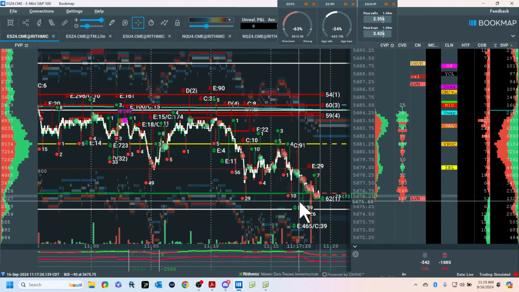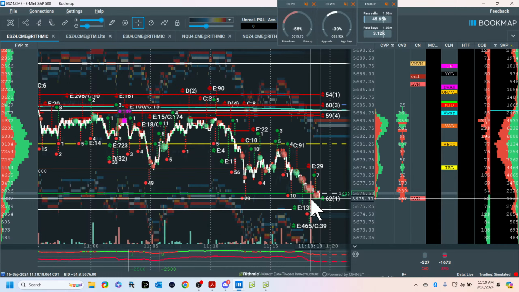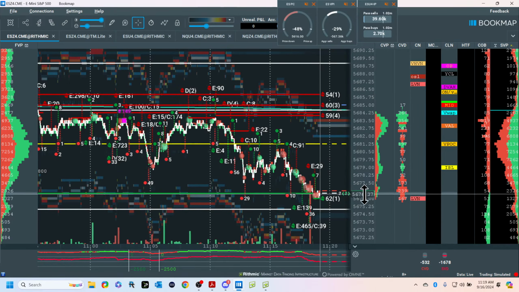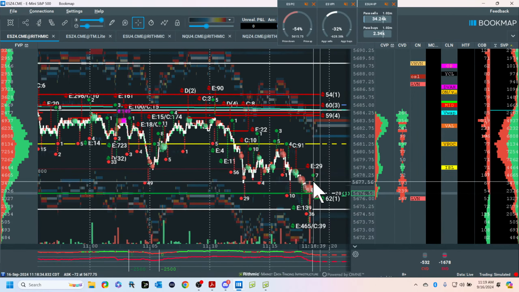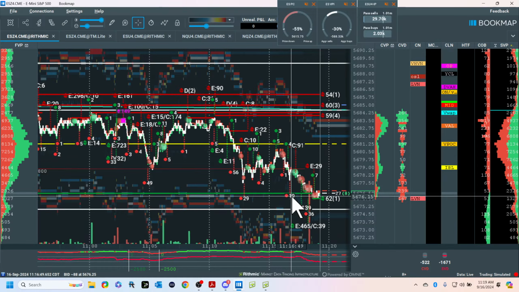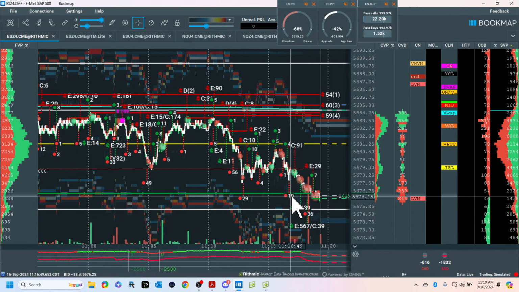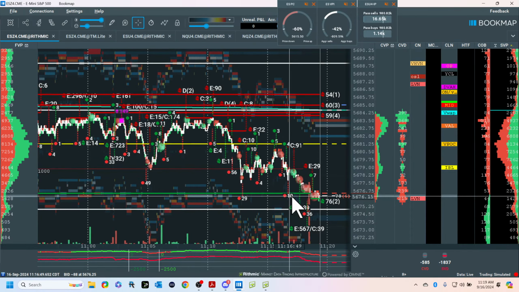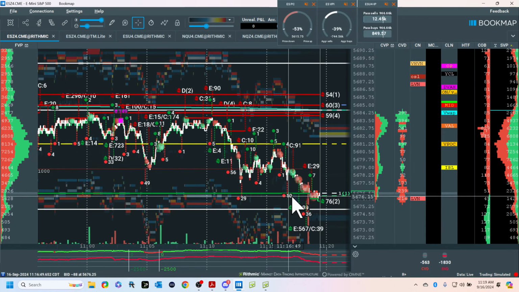So this is our outside edge. And this was too low. So we want to watch the reaction and the behavior here. Still seeing the sellers. Good selling down here still. So we'll see what it does.